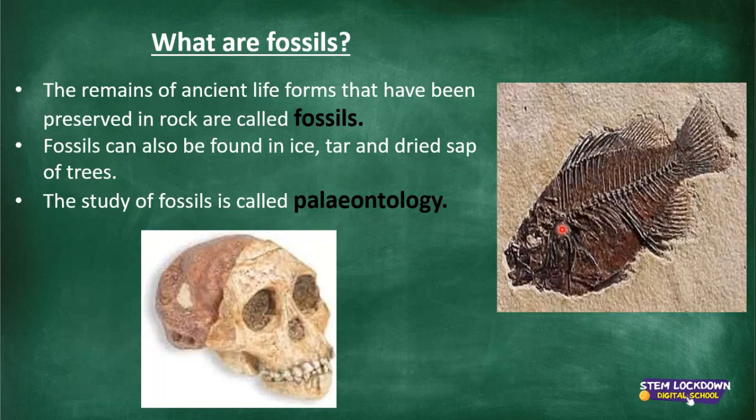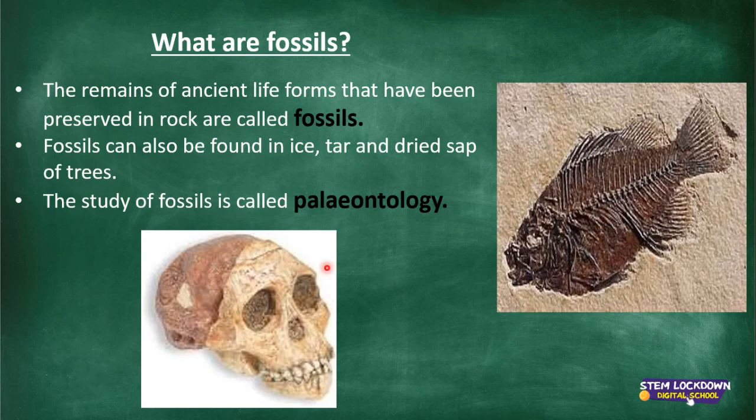Now, starting off with fossils. What are fossils? We touched base on this yesterday. We said fossils are remains of ancient life forms that have been preserved in rock or in ice, tar, and dried sap of trees. And the study of fossils is called paleontology. So this is an example of a fossil.